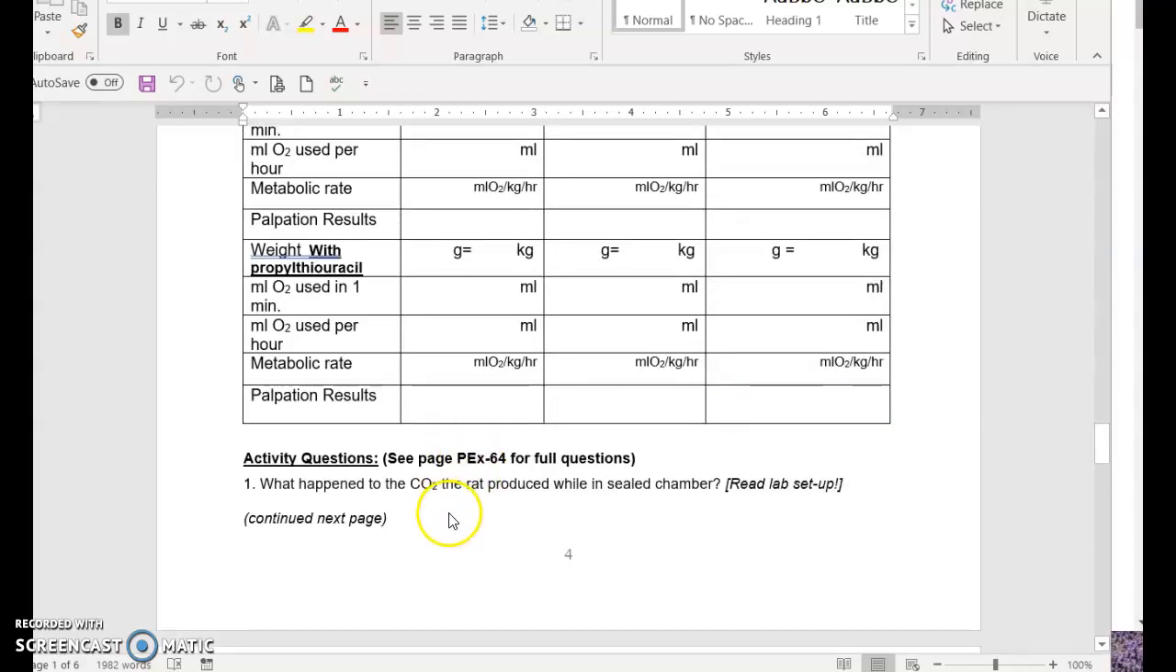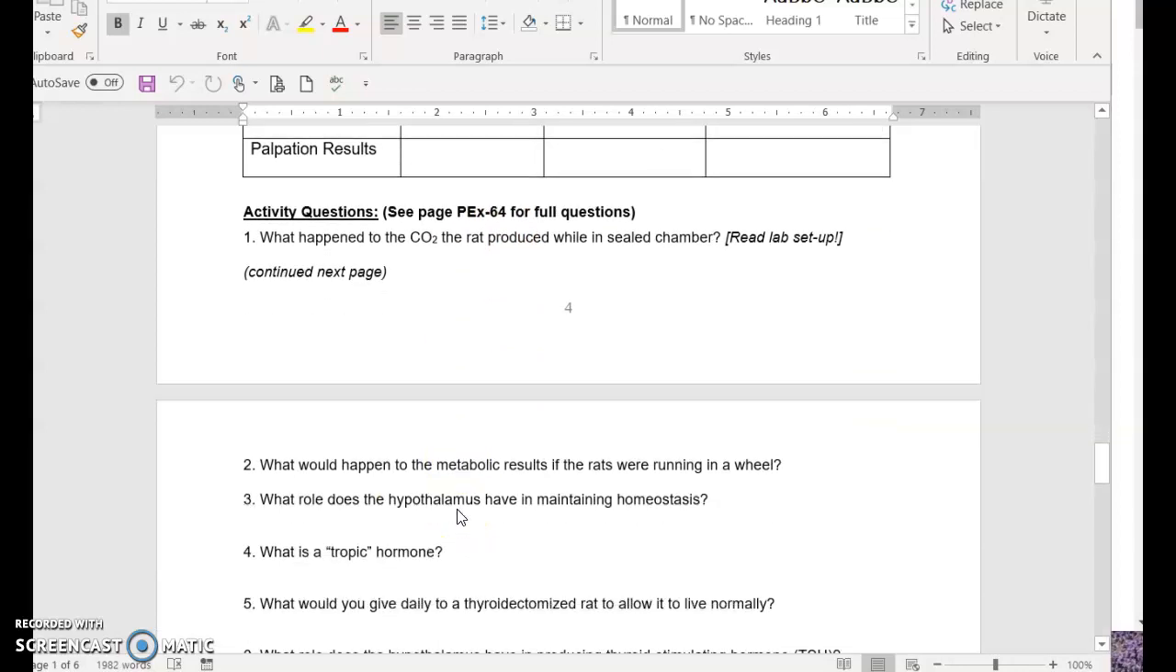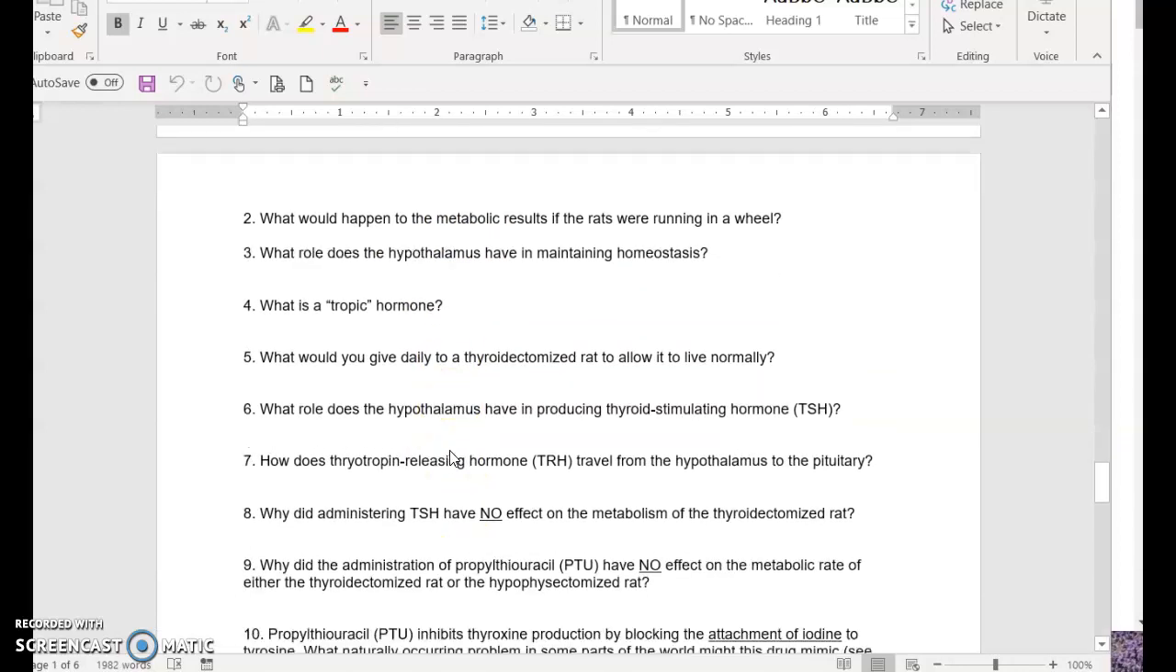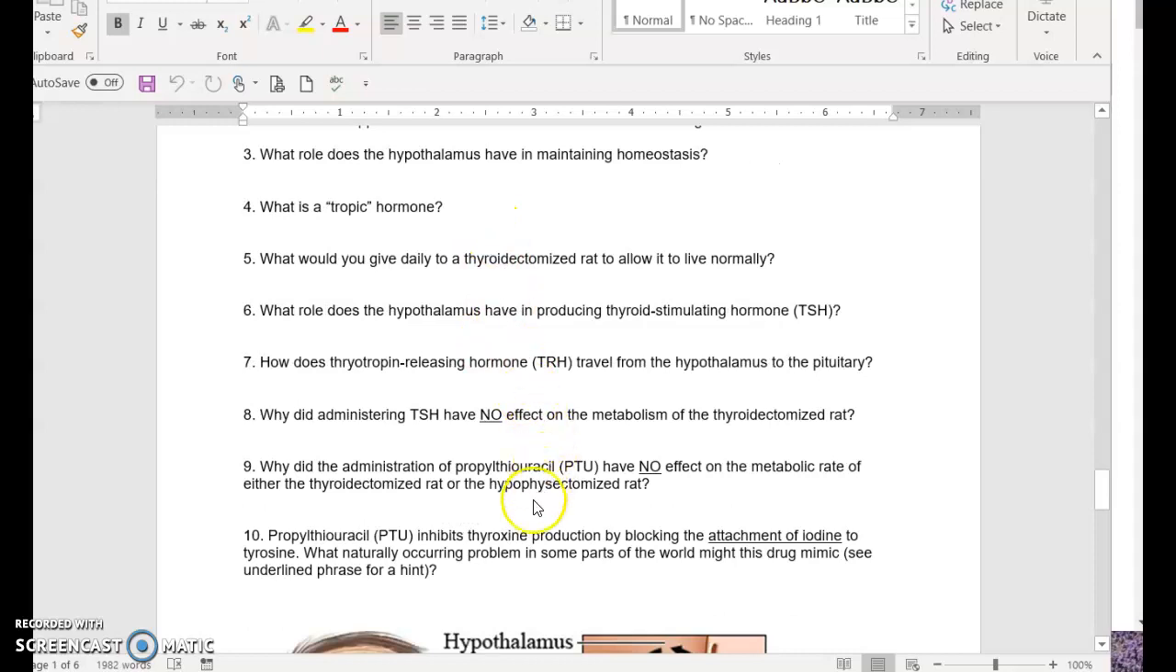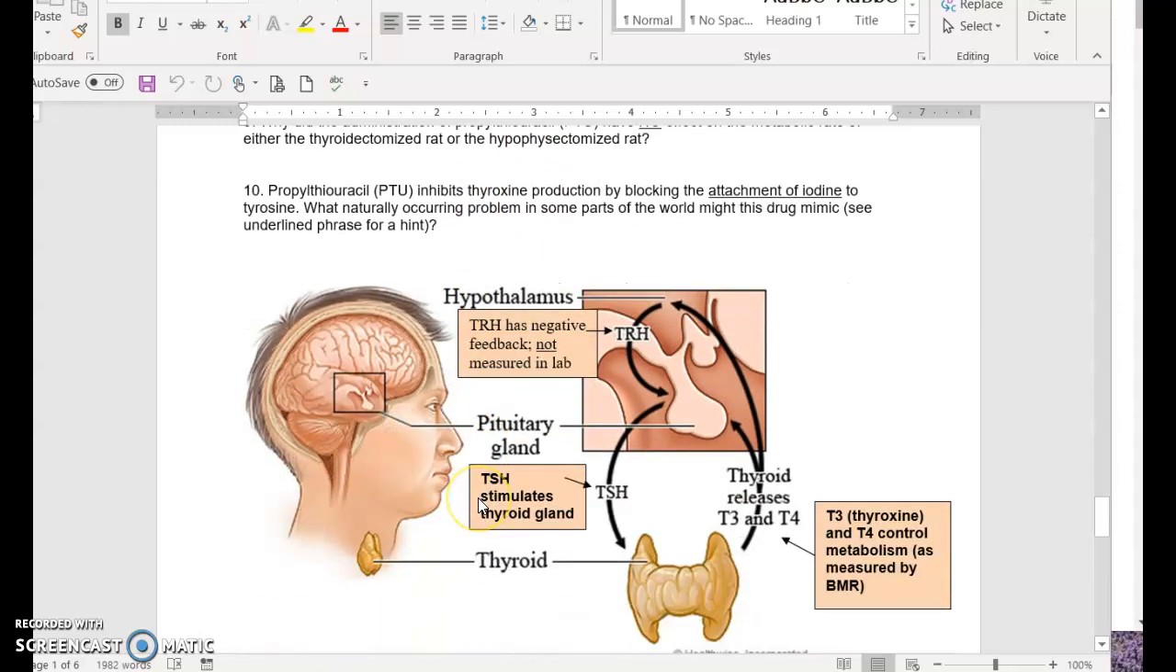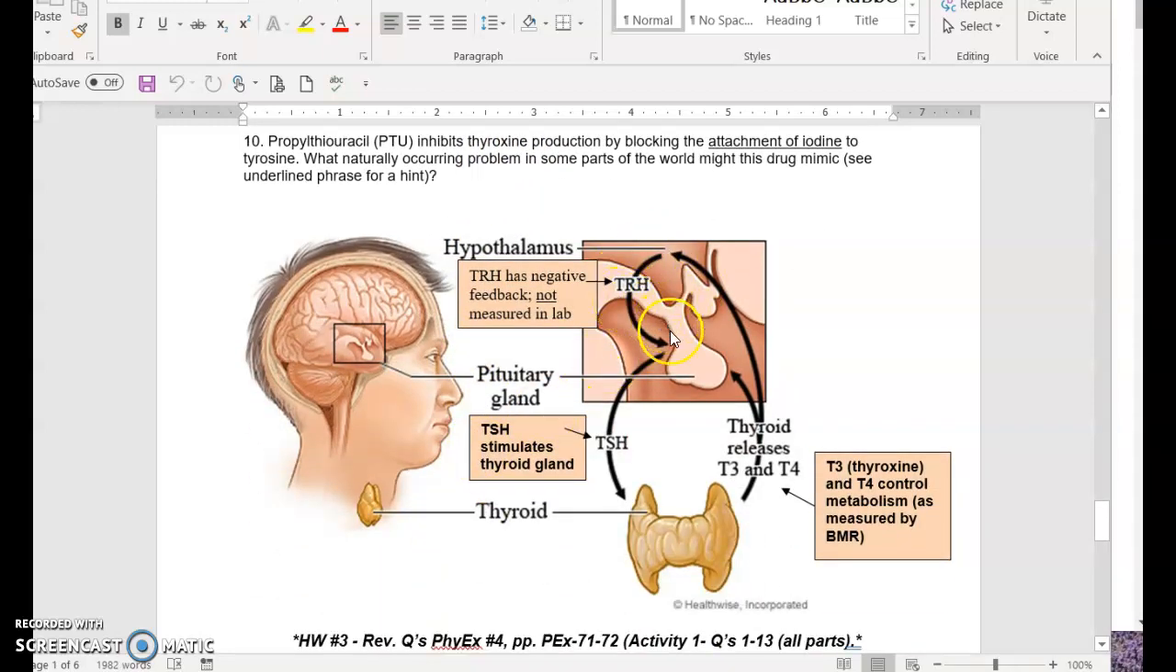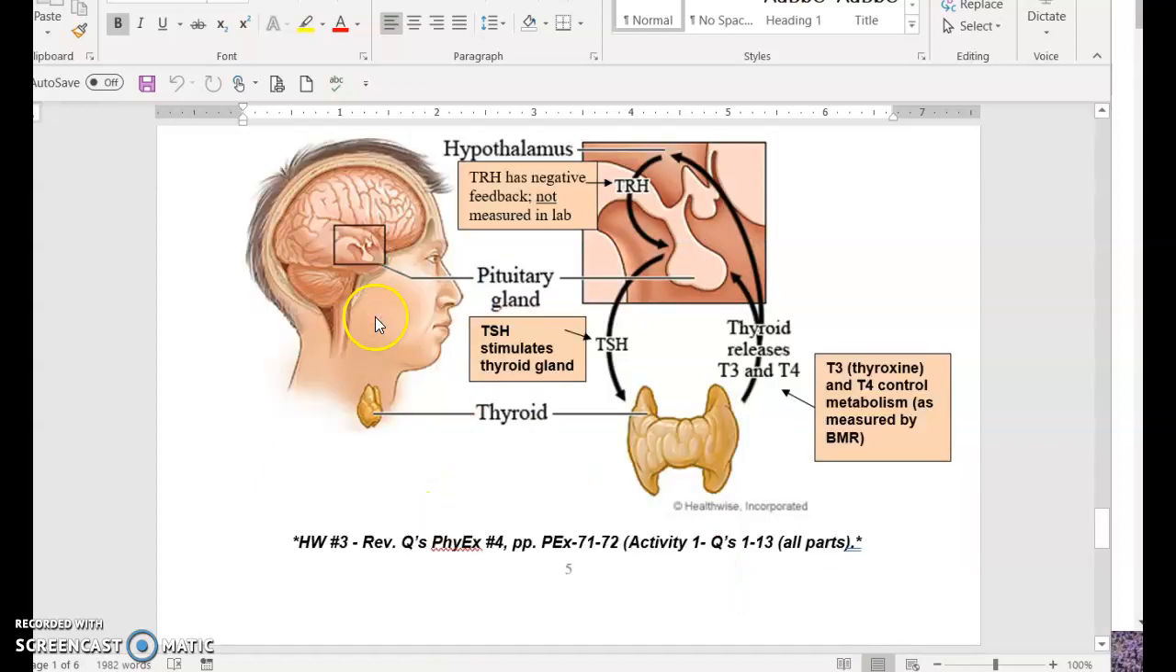Then there are some questions at the end, and these come from the lab itself. So you can look on PEX 64, but I kind of shortened them so they don't take up so much room. But these are all questions about what you got and what happened. This is the whole system from the brain, hypothalamus, down to the pituitary, from the pituitary down to the thyroid. And then these are those questions I said are at the end of the lab. So when you're all done with the lab, you've answered all the questions, answer 1 through 13 on PEX 71 and 72.